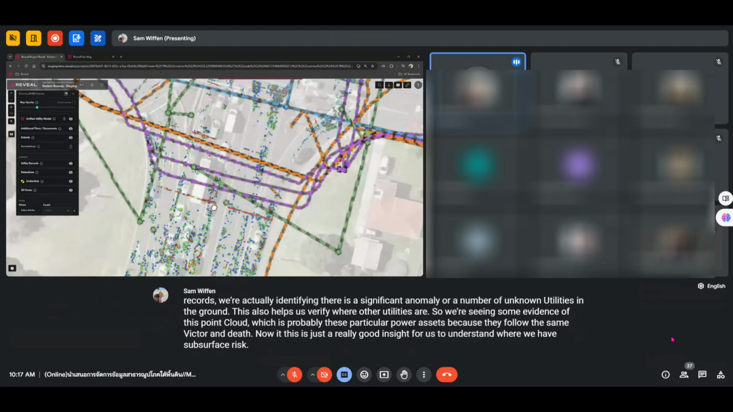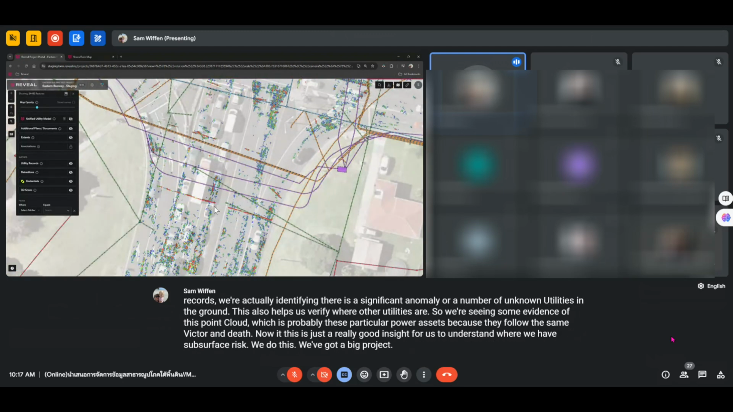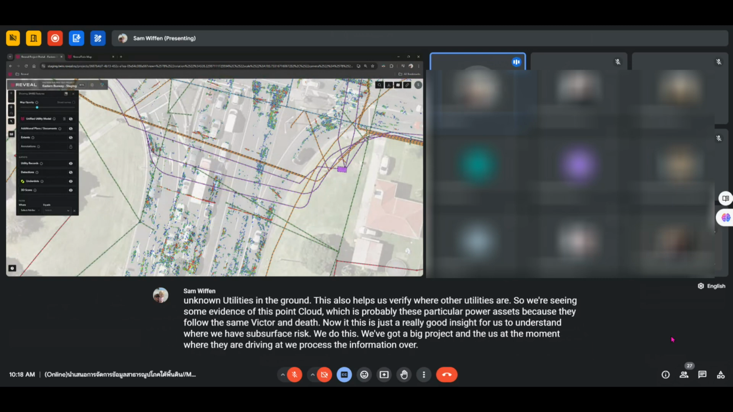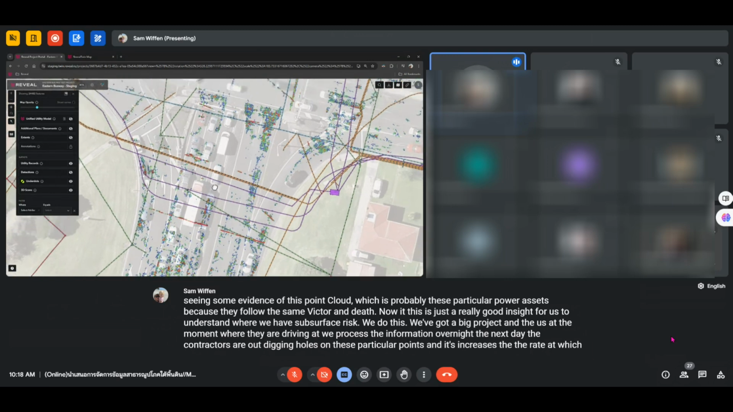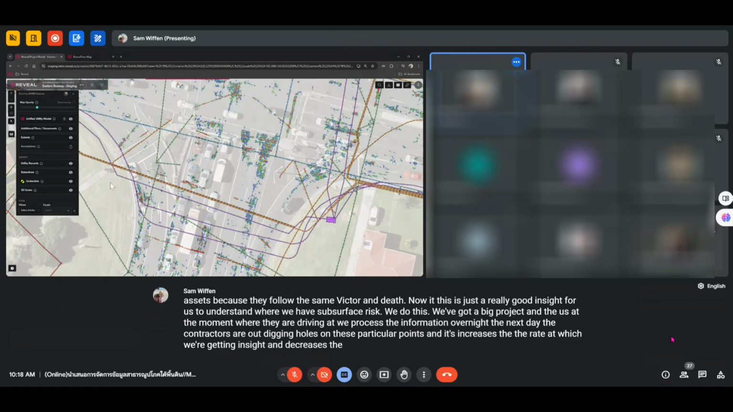Now, this is just a really good insight for us to understand where we have subsurface risk. We've got a big project in the US at the moment where they're driving it, we process the information overnight. The next day, the contractors are out digging holes on these particular points, and it increases the rate at which we're getting insight and decreases the cost.